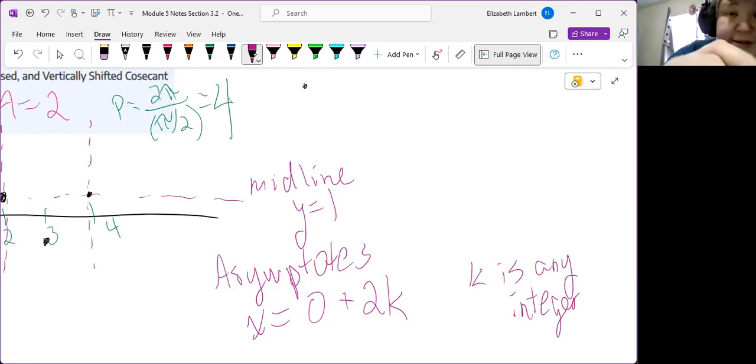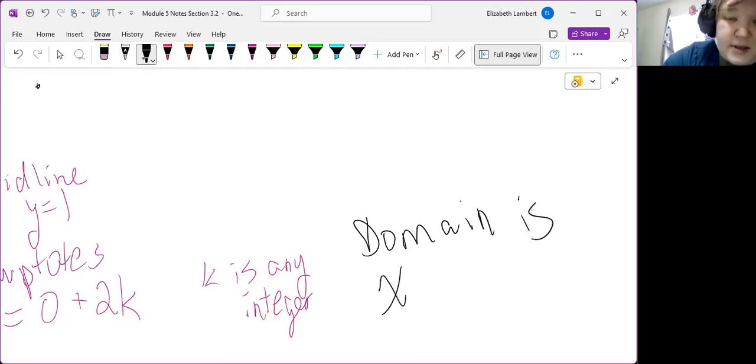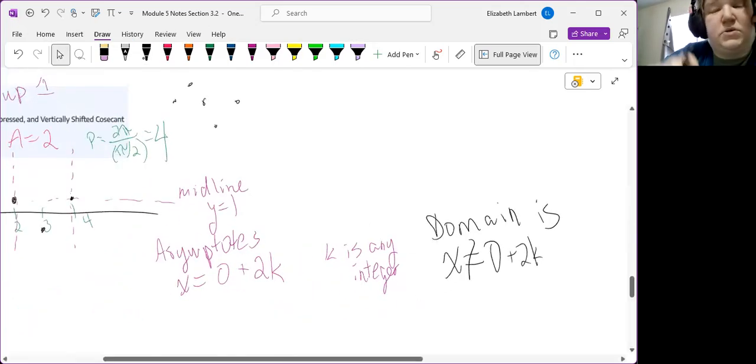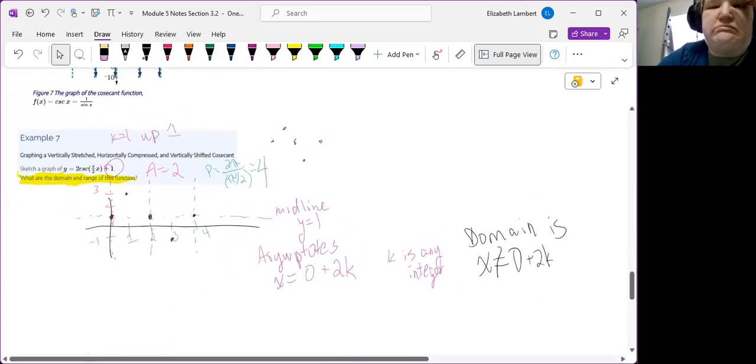So if those are where the asymptotes occur, then that means the domain is everything except those values. We don't typically write these kinds of repeated domain restrictions in interval notation. It's a giant headache. I suppose we could, but it's a headache.